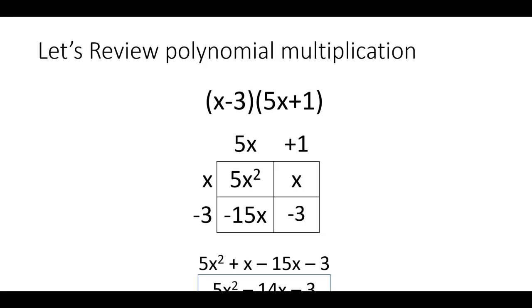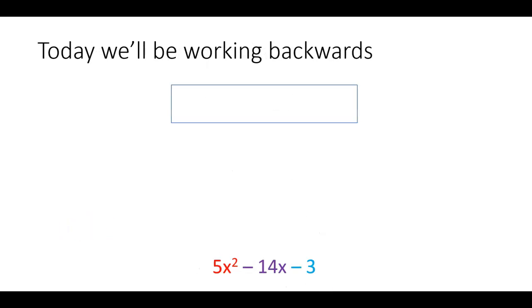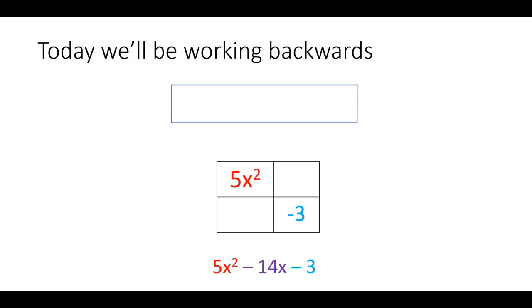What we're doing today is we're working backwards. Let me show you what I mean by that. We're going to start with the answer, but we're still going to use our box. Now, what we found is that the first number and the last number in our box were always here and here. So when we're working backwards today, we're going to take our first number and put it in the top left. We're going to take our last number and put it in the bottom right.